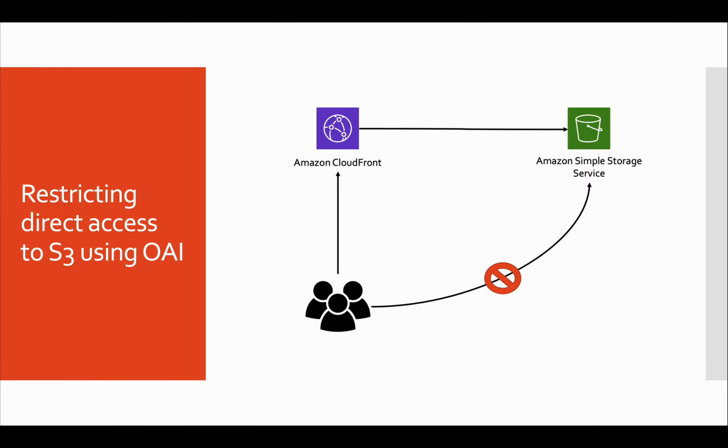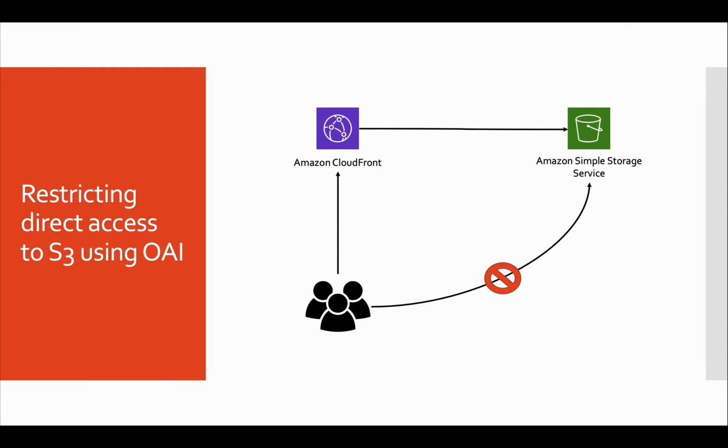When we configure AWS CloudFront for S3 buckets, where we have hosted our static website in S3, we want our users to access our website only through CloudFront, and we want to restrict direct access to the Amazon S3 bucket. How do we do this?